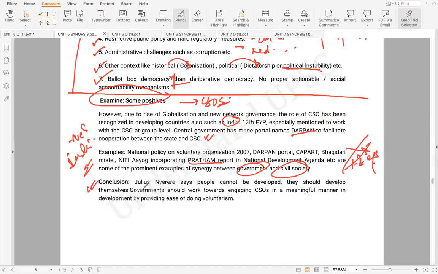Conclusion. Julius Nyerere, this is another thinker, says people cannot be developed. This is not probably a scholar. People cannot be developed, they should develop themselves, right? Governments should work towards engaging CSOs in a meaningful manner in development by providing ease of doing voluntarism. Because when you talk about interaction, you need voluntariness in terms of their participation. That is why you have to provide the ease of doing voluntarism so that people can develop themselves via CSOs.